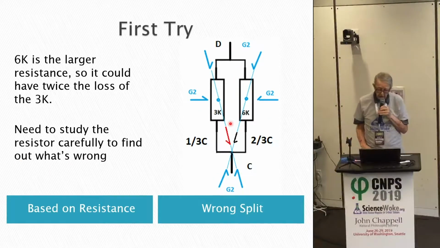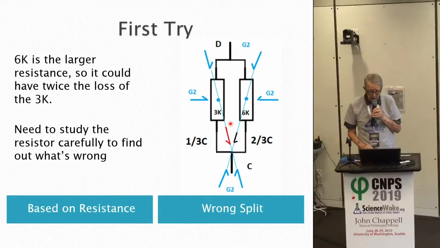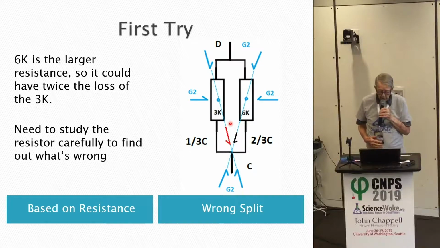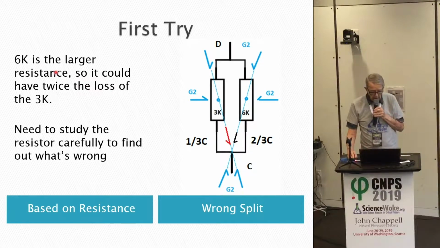Now this was my first try, and I was wrong on my other presentation about the small resistor. Well, this turns out to be wrong also. The 6K is the larger resistance, so my initial thought was it would have twice the loss.